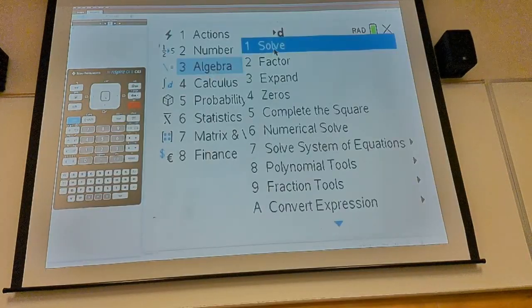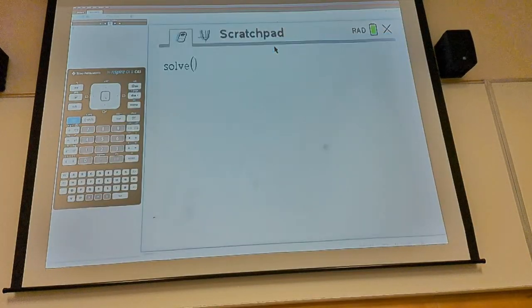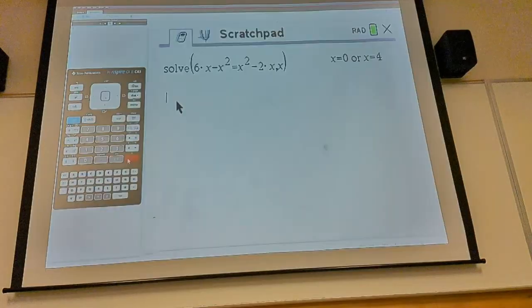Menu, algebra, solve. Type in the equation: x minus x squared equals x squared minus 2x. And then you need to tell it to solve with respect to what variable? x. Enter. And we get our two solutions, 0 or 4.